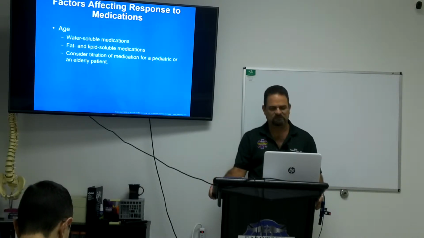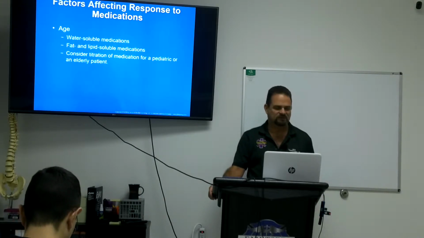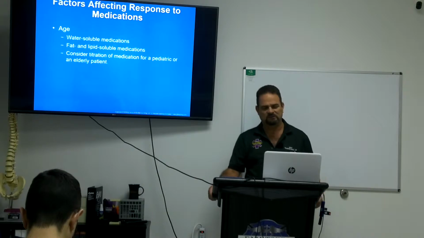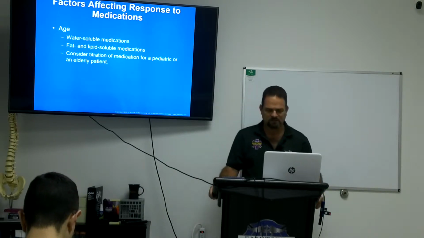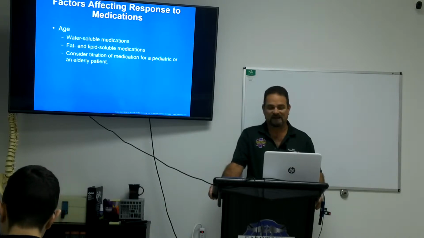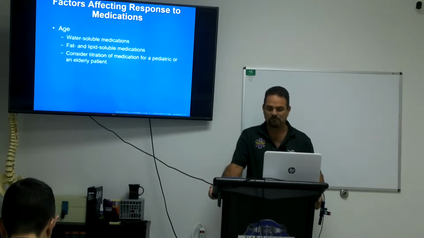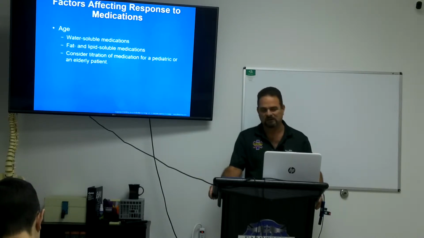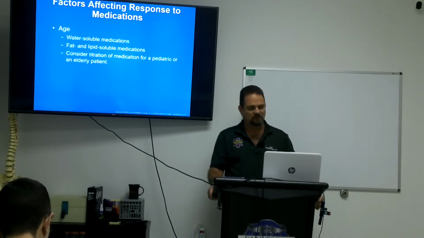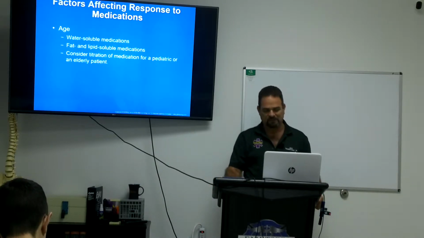Factors in how medication affects a patient due to weight-based dosing. Number one is age. Medications are distributed into three primary types of body substances: water, lipids or fat, and then proteins. With water-soluble medications, higher weight-based doses must be administered to infants than to adults and elderly people. Fat and lipid-soluble medications require higher weight-based doses in elderly patients.